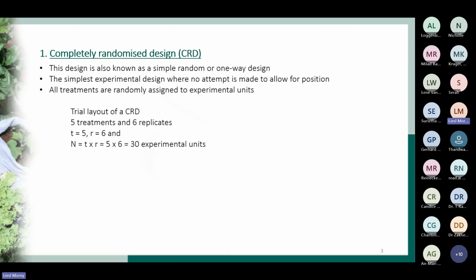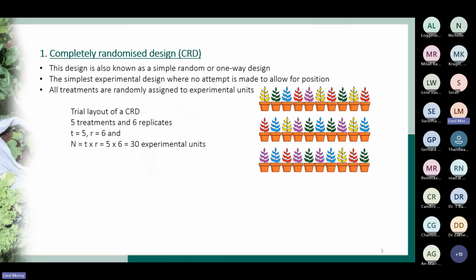Here I have an example of a completely randomized design where we have 5 treatments, and each one of those treatments is replicated 6 times. So 5 times 6 is 30. In total, we have 30 experimental units. There I've just randomly allocated the treatments, which are my colors, to my plants in the pots. You can see it's completely random. In the bottom row, I have 1 red plant. In the top row, I have 3 red plants. So it's just a completely randomized design.